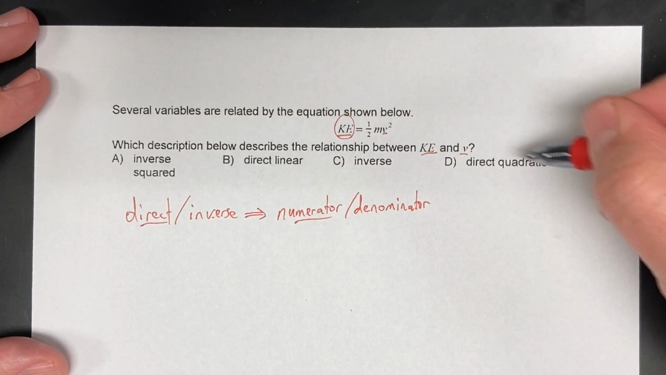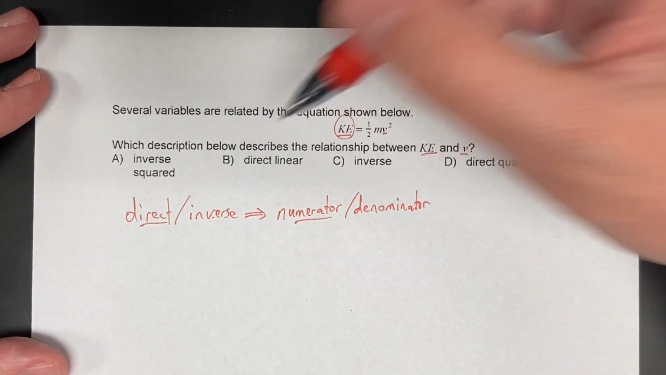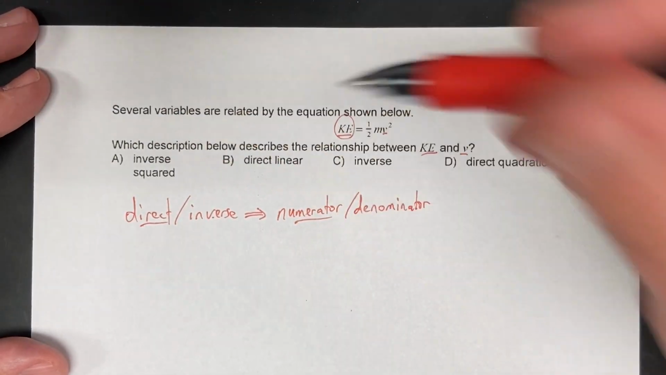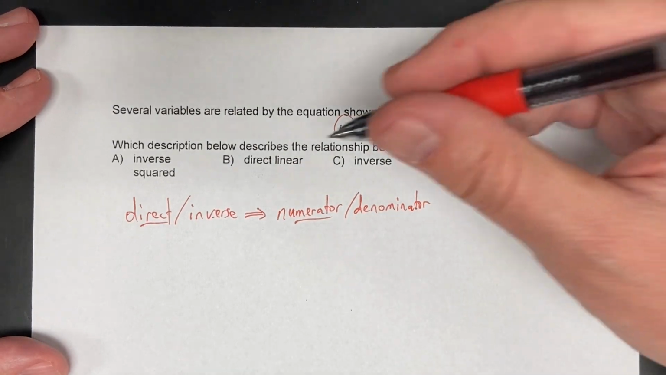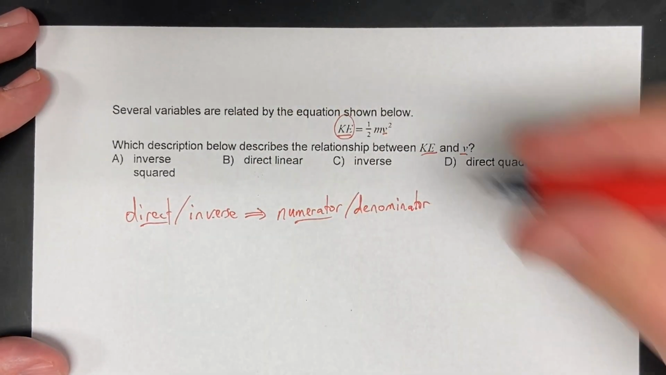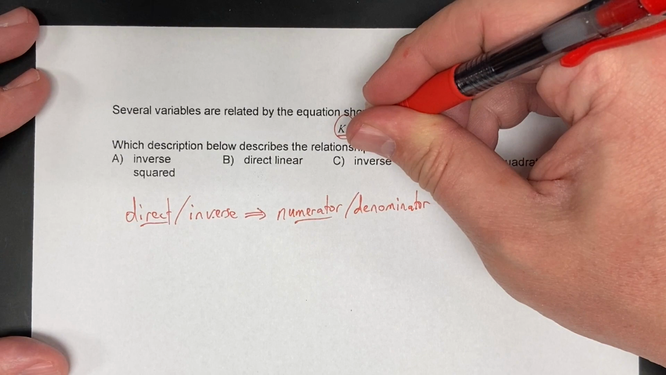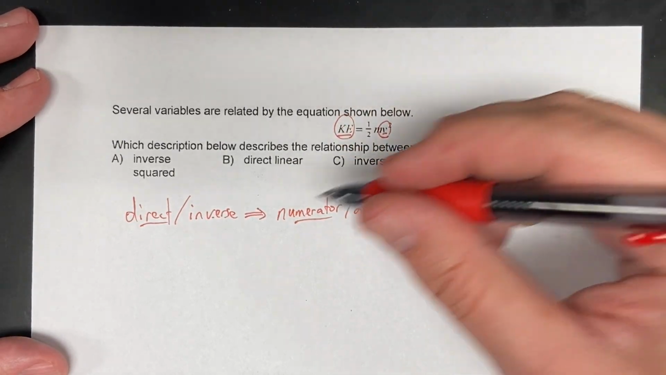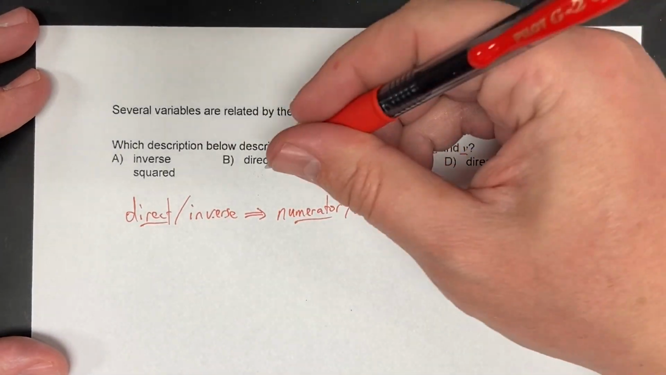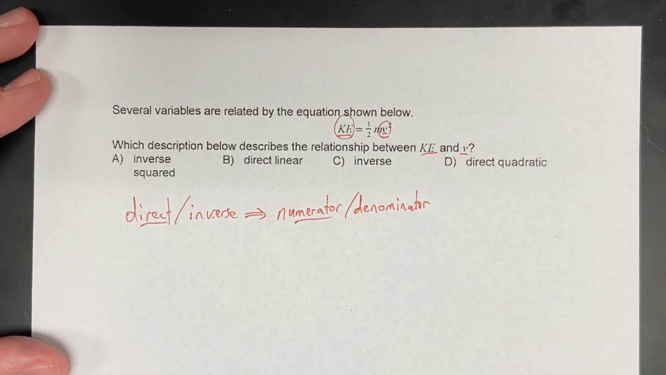Now, we go into more detail than that. We have direct linear, direct quadratic, inverse squared. So, okay, first we'll establish direct versus inverse. Here, because both variables are in the numerator, we have a direct relationship. Is it direct linear or direct quadratic?